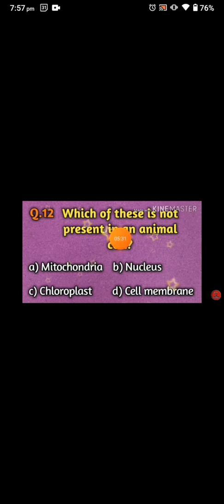Which of these is not present in an animal cell? In an animal cell, which is not present? Mitochondria is there in plant and animal cells. Nucleus, chloroplast, cell membrane. The cell membrane is present in animal cells, and also in plant cells. Chloroplast is the main one. The answer is chloroplast.